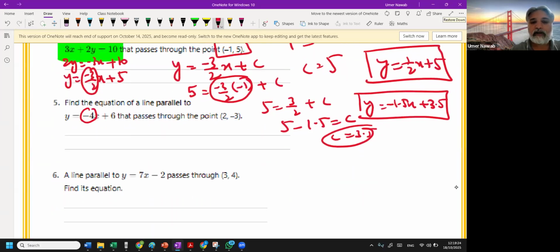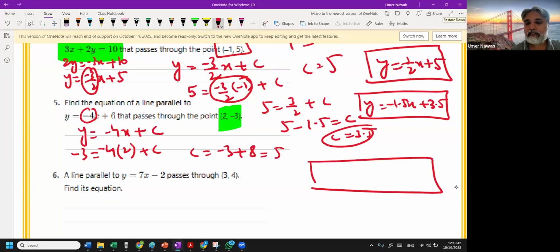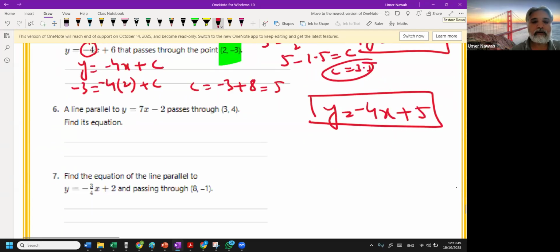Now this line has a gradient of negative 4. y is equal to negative 4x plus c. In order to find the value of c, he has given the x coordinate and y coordinate, negative 3 and negative 4, to put in the place of x and y. c is equal to negative 3 plus 8, and c will be 5. What is the equation of the parallel line? y is equal to negative 4x plus 5.